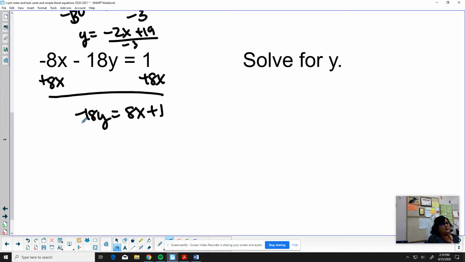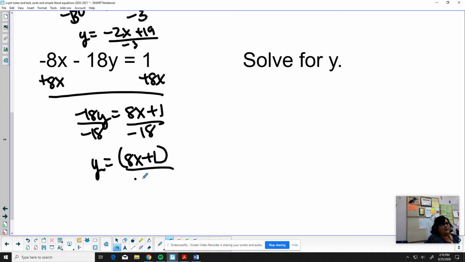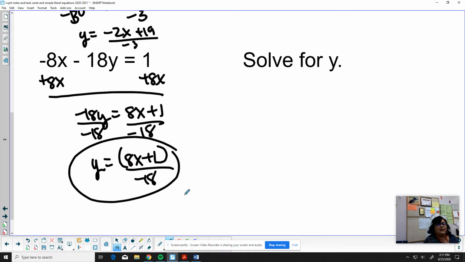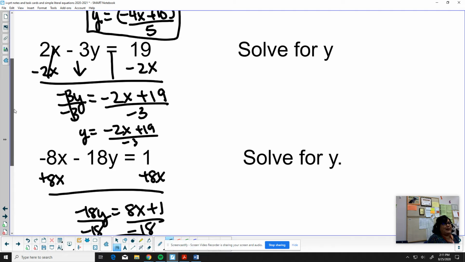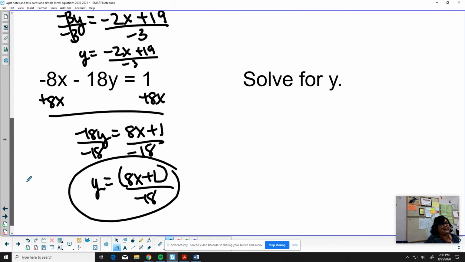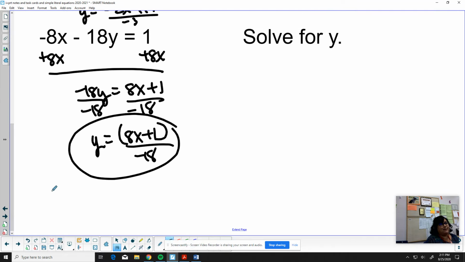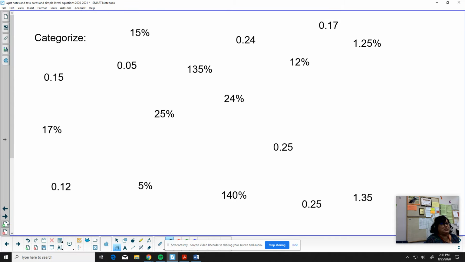And then I would divide both sides by negative 18. So I end up with 8x plus 1 all over negative 18. I hope you got one out of the three of those right. Okay, it's the same steps again and again. The numbers change, but the letters are not even changing.